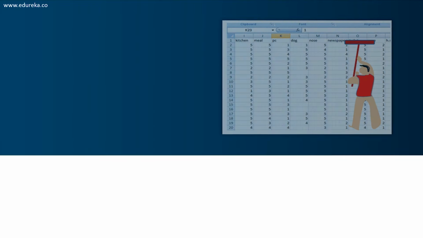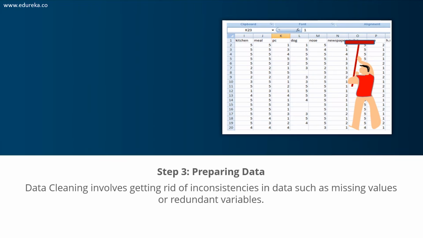Now, moving on to step number three, data preparation. The data that you collected is almost never in the right format. Even if you collect it from an internet resource, if you download it from some website, even then your data is not going to be clean. It's not going to be in the correct format. There are always going to be some sorts of inconsistencies in your data. Inconsistencies include any missing values, redundant variables, or duplicate values. All of these are inconsistencies.